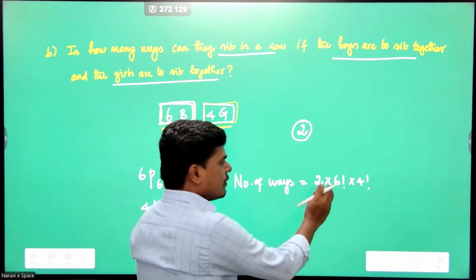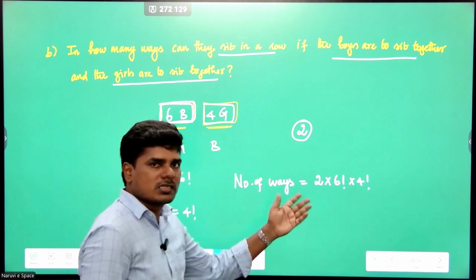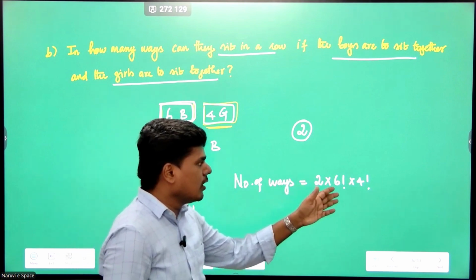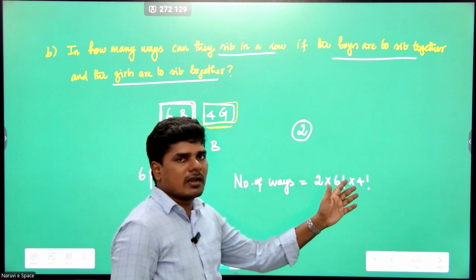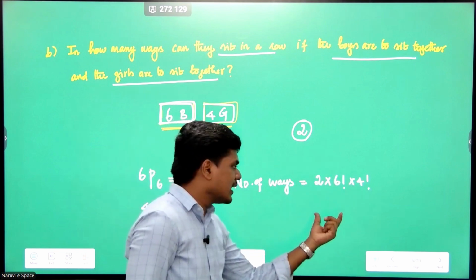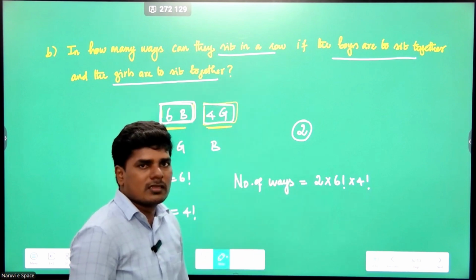You can write it like this. If you want to simplify further, 6 factorial is 6 into 5 into 4 into 3 into 2 into 1, and 4 factorial is 4 into 3 into 2 into 1. Like that we can write, and if you want to give the exact number, we can give. So this is the answer for this question.